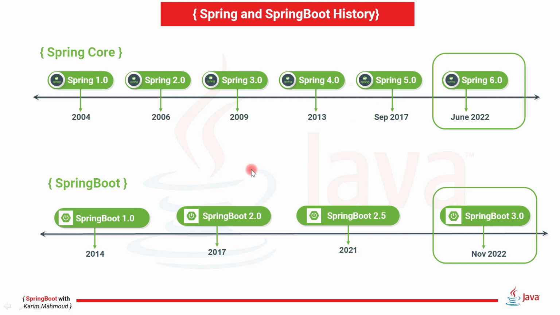The next version, which is 2.5, was released in 2021. Then the sixth and latest version of Spring was released in June 2022. Then the third version of Spring Boot, Spring Boot 3, was released in November 2022.